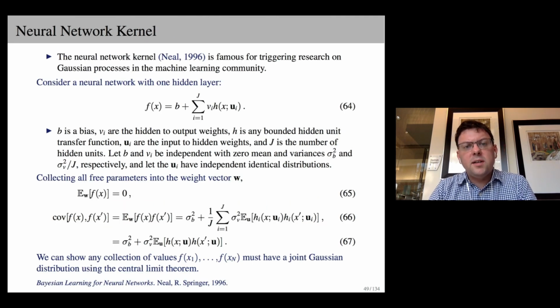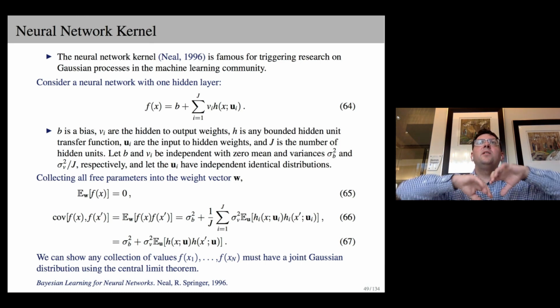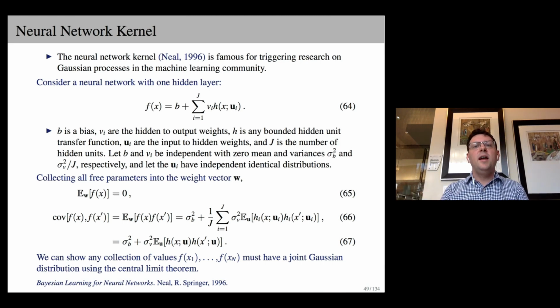Interest in Gaussian processes in the machine learning community was triggered by work that Radford Neal was doing on Bayesian neural nets. He really embraces this idea that we should build very flexible models, and accordingly was pursuing the limits of very large Bayesian neural nets. And he showed that as we let the number of hidden units in a Bayesian neural net go to infinity, we get a Gaussian process.